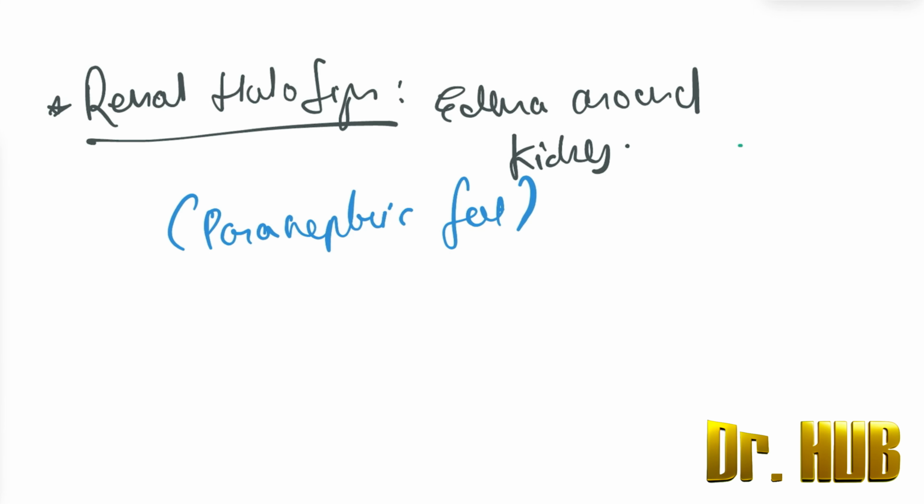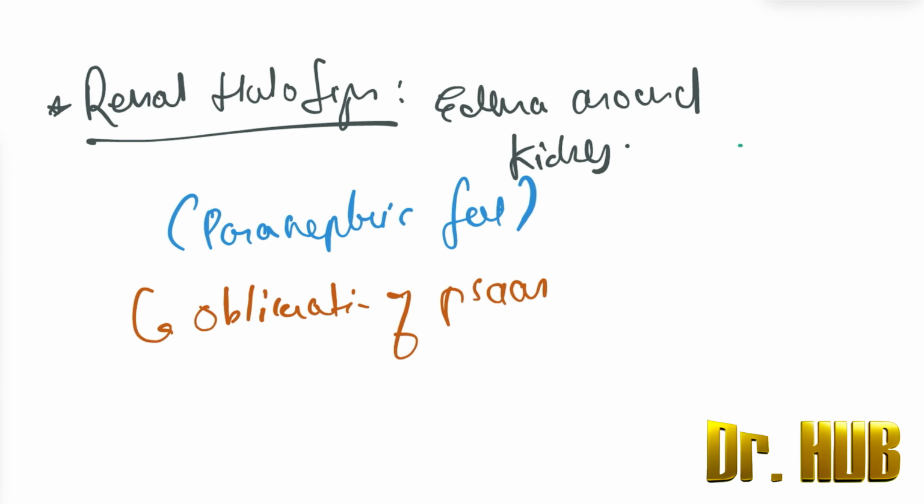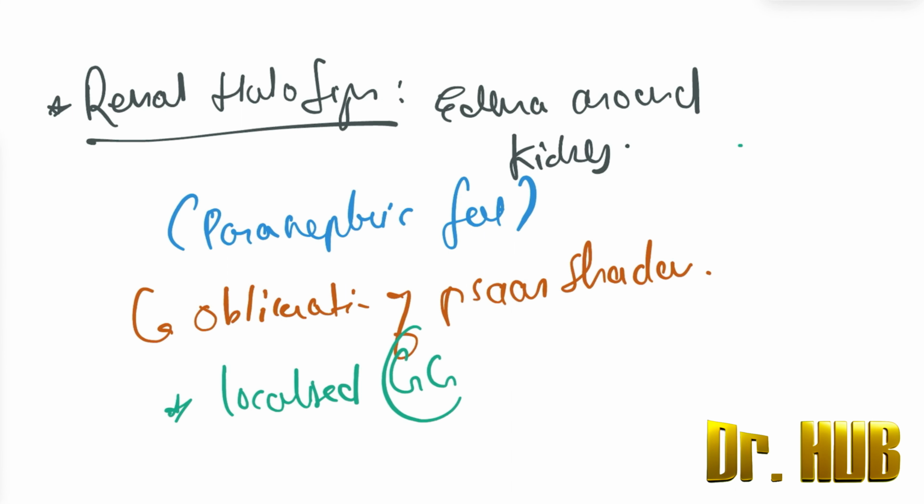So what does it result in? It results in the obliteration of the psoas shadow, as well as a localized ground glass appearance. So this was about the radiological findings in case of acute pancreatitis.